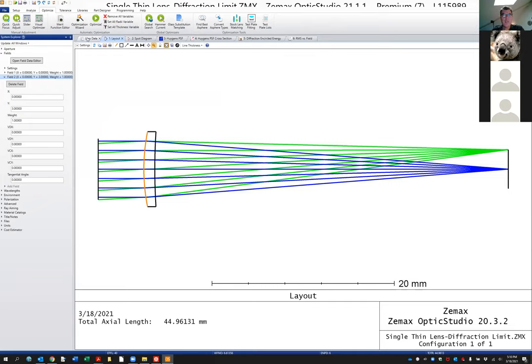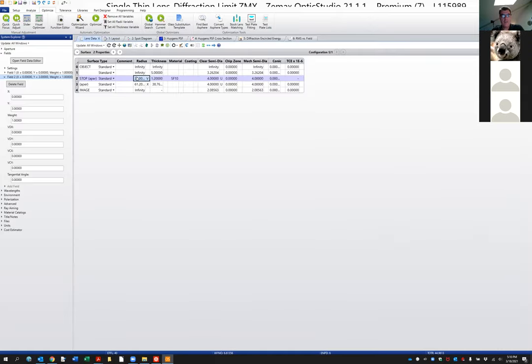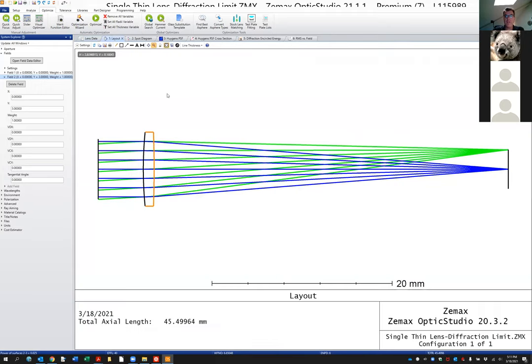And the principal plane location varies. If I change this radius of curvature and I do a quick focus, my image plane moves. I'm thinking, okay, the image plane moves. Well, isn't the image plane 40 millimeters away from the principal plane? It is indeed 40 millimeters away from the principal plane. But the principal plane moved. Different lens shapes have slightly different principal plane locations.